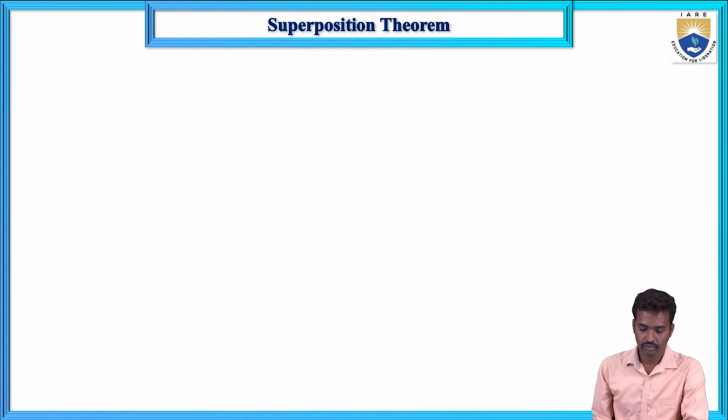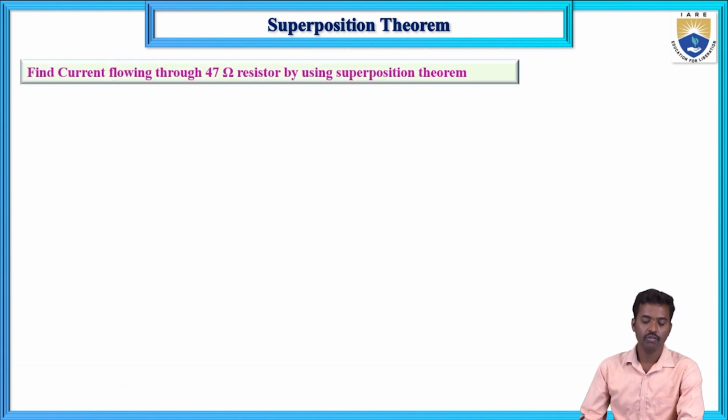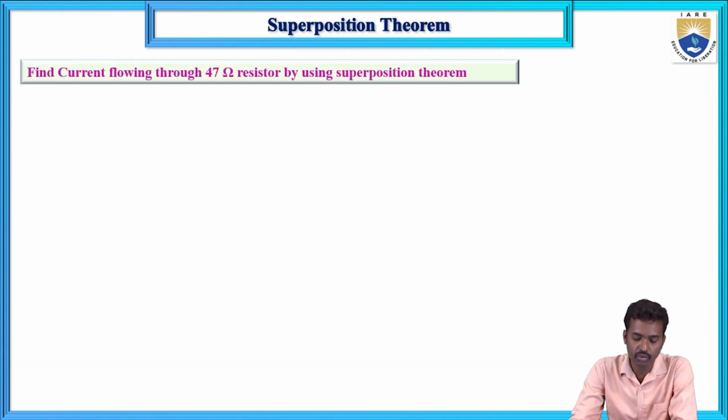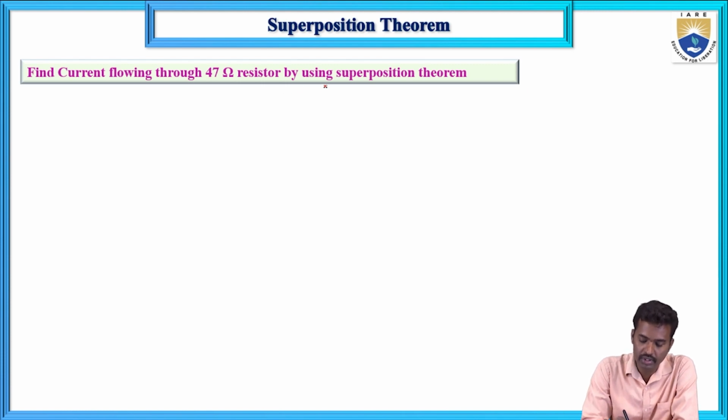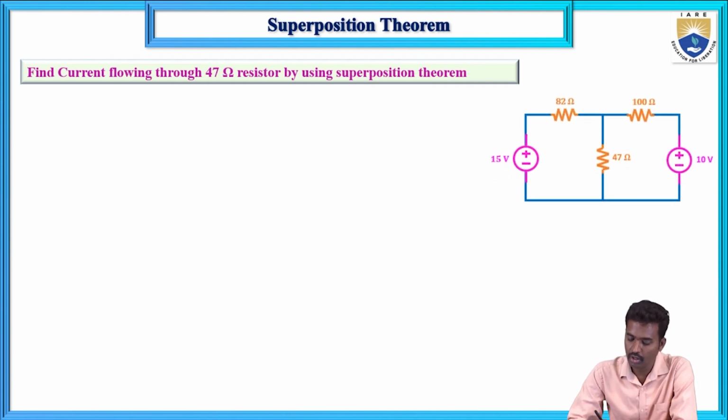Now let us take one problem. Find out the current flowing through the 47 ohms resistor by using superposition theorem. Here, how many sources? Step 1: one voltage source, and the second one is also a voltage source, 15 volts and 10 volts. Now with 15 volts and 10 volts active, we calculate the current flowing through the 47, I47 dash.